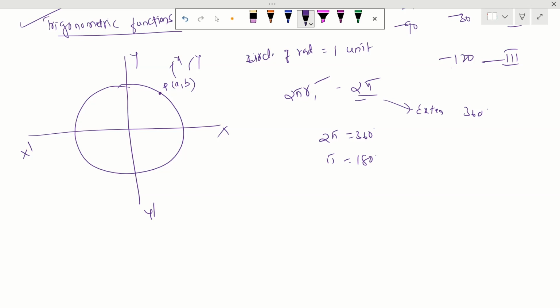Here the radian is what? This is the radian. This is the radius. How much is the radius?